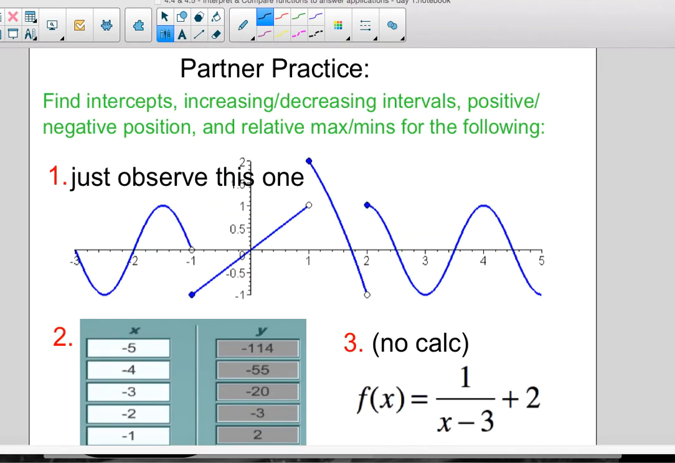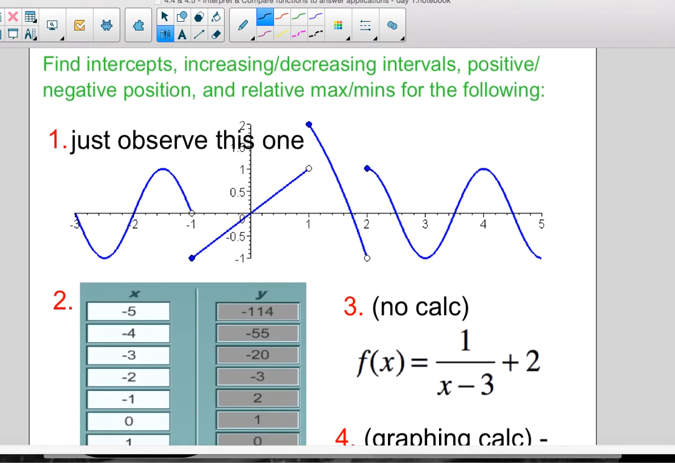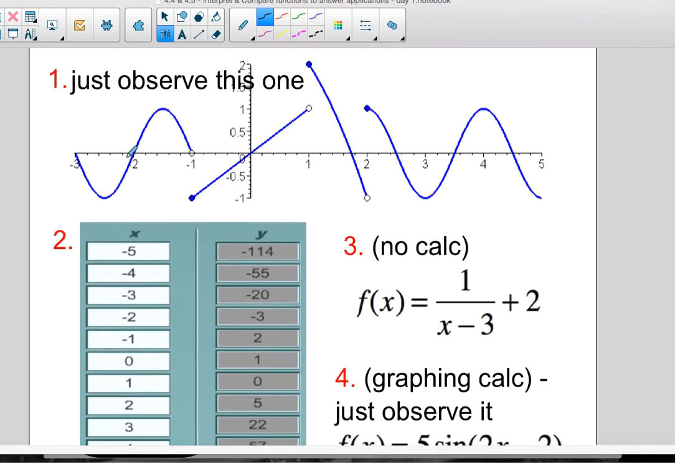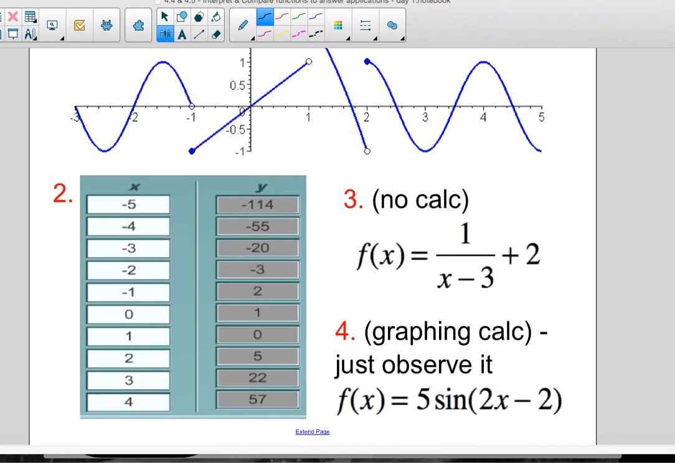All right, so in partners, or it's kind of a video, so if you want to just do these ones on your own, label intercepts, increasing, decreasing, positive, negative position, relative maximums for the following. If you are in partners, you can just talk about them with number 1, and you can actually do them with 2 and 3. Number 4, you can just observe it and figure out what it would look like, but that's it.